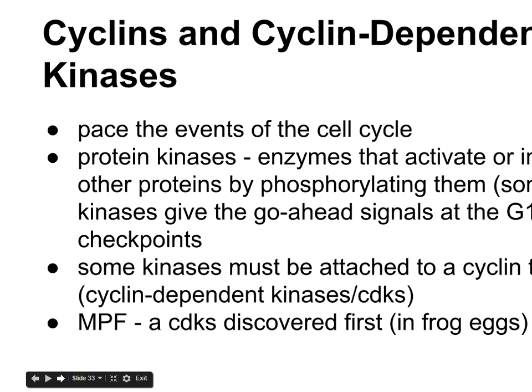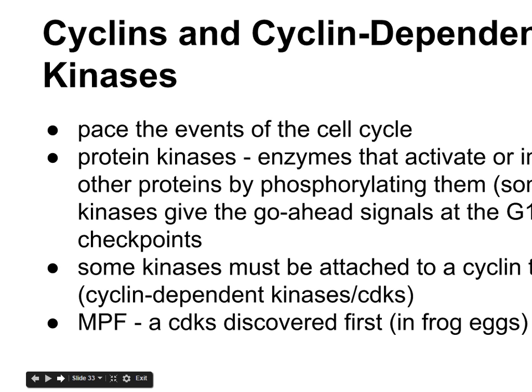Cyclins and cyclin-dependent kinases. These proteins pace the events of the cell cycle. The protein kinases, remember ASE, that's going to be an enzyme, are enzymes that activate or inactivate other proteins by phosphorylating them. Think about our cell communication stuff that we did with chapter 11. Remember that phosphorylation cascade where we're taking ATP and taking that phosphate off and donating it to the process. Some protein kinases give the go-ahead signals at the G1 and the G2 checkpoints. Some kinases must be attached to a cyclin to be active. That's why we call them cyclin-dependent kinases, or CDKs.